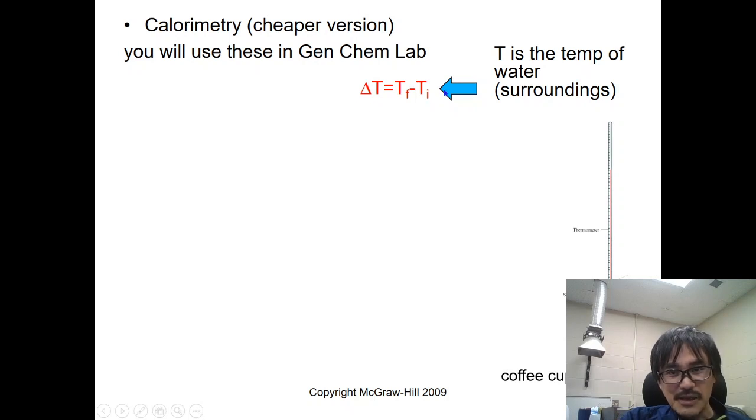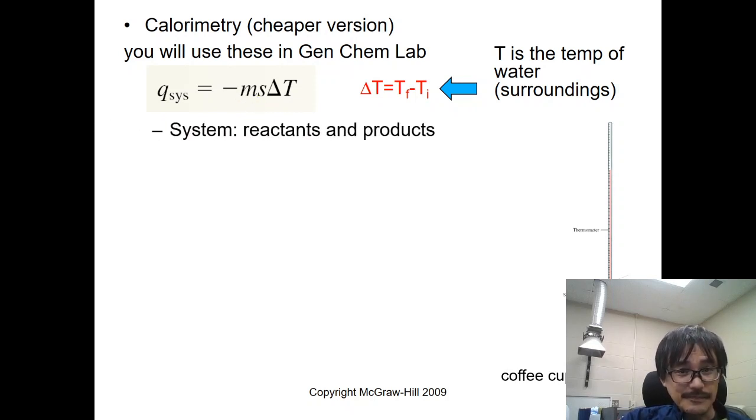So what you're measuring is the temperature change of the surrounding, which is the temperature change of this water right here. So the heat lost by the system is going to heat up the surrounding, right? And that is the change in the temperature of the surrounding times the mass of the water times the specific heat, which is the energy required to increase the temperature of the water by 1 degree Celsius for 1 gram of water. That's what it is. So that's called the specific heat.